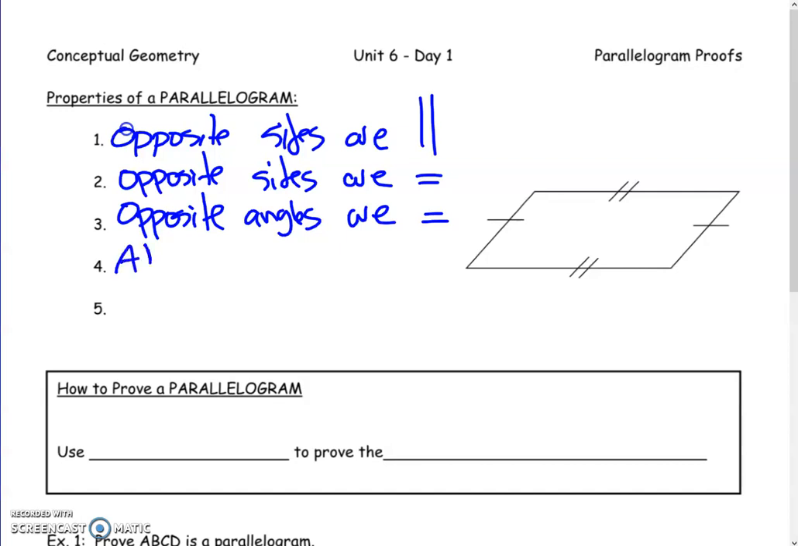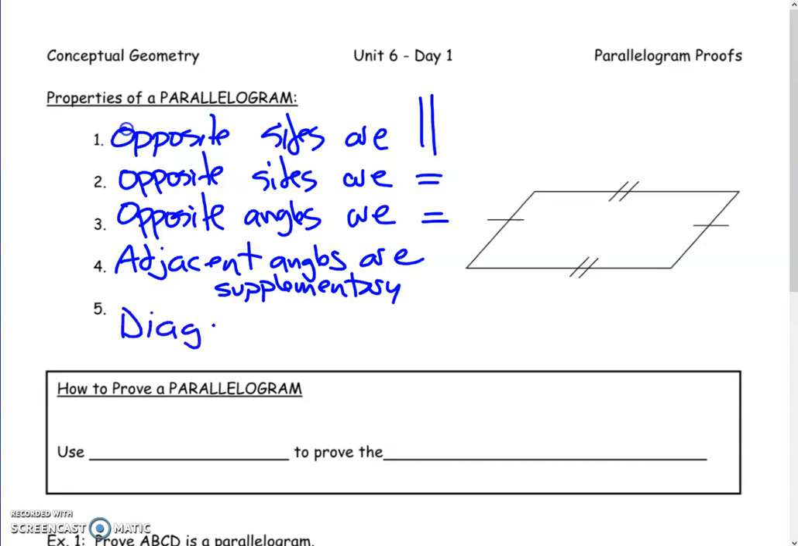4, adjacent angles are supplementary. And 5, diagonals bisect each other.